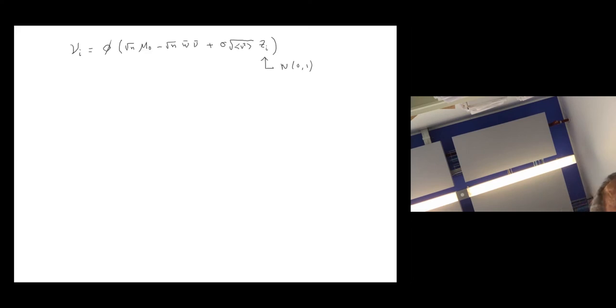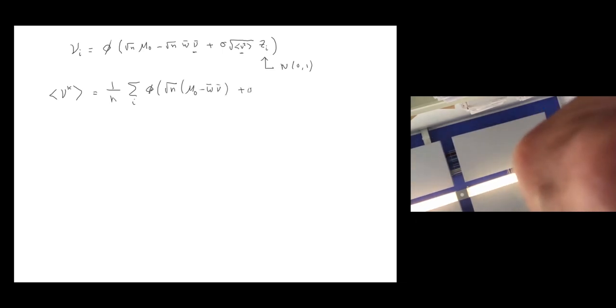So what does that mean? That means nu bar, so the right-hand side, depends on the first and second moments of the firing rates, nu and nu squared. I'm using a mixed up notation. So the average value of nu to the power k is 1 over n, the sum over i, of phi of root n, mu zero minus w bar nu bar, plus sigma, the square root, I should use better notation, times z_i. And z_i is sampled from a normal distribution.